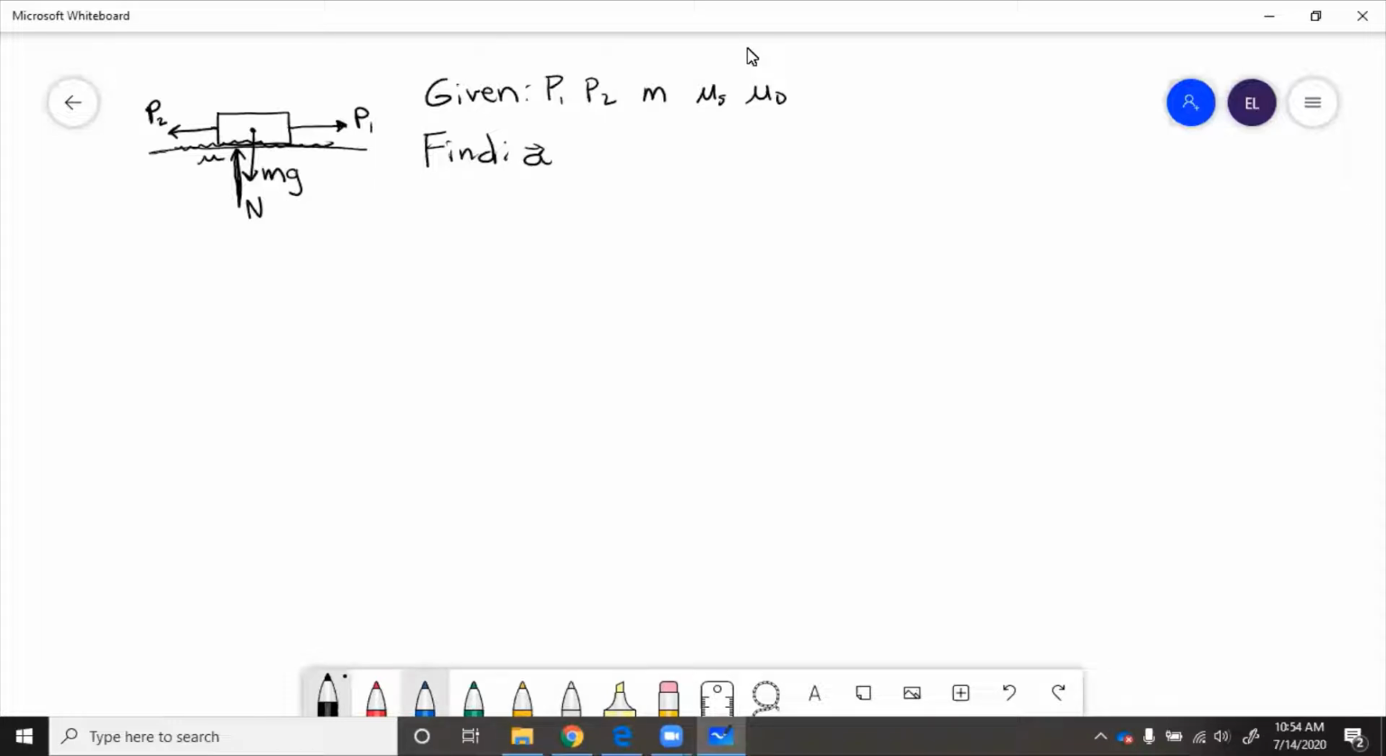So let's give some values to these. Let's say P2 equals 200 newtons, P1 equals 250 newtons. Mass of the PlayStation maybe is 5 kilograms. Coefficient of static friction we'll say is 0.7. Coefficient of dynamic we'll say is 0.5. Actually, let's make it a little bit lower. Coefficient of dynamic is going to be 0.2.